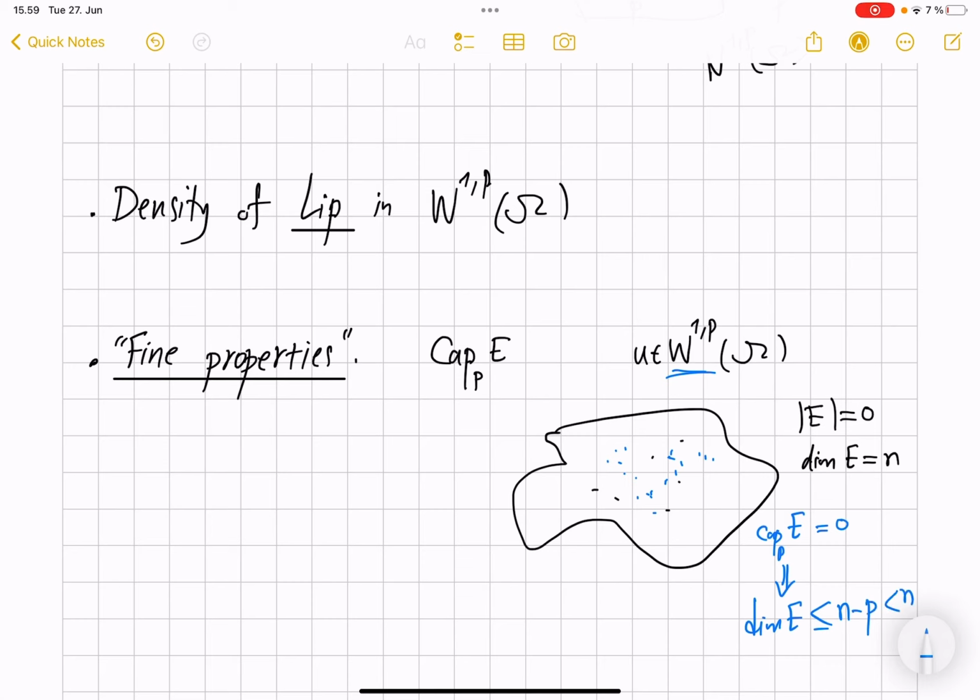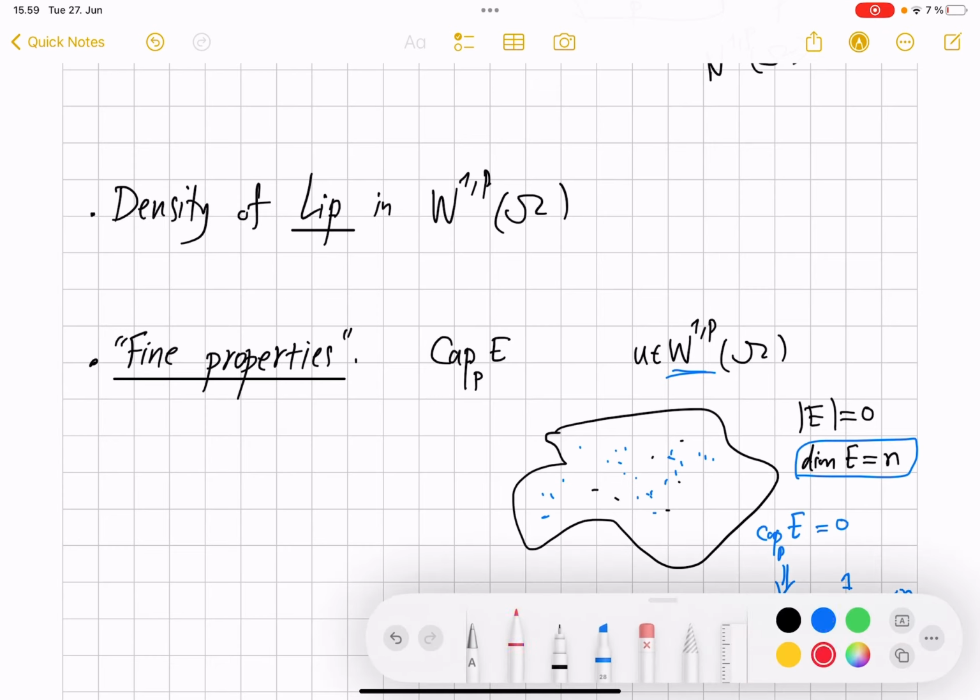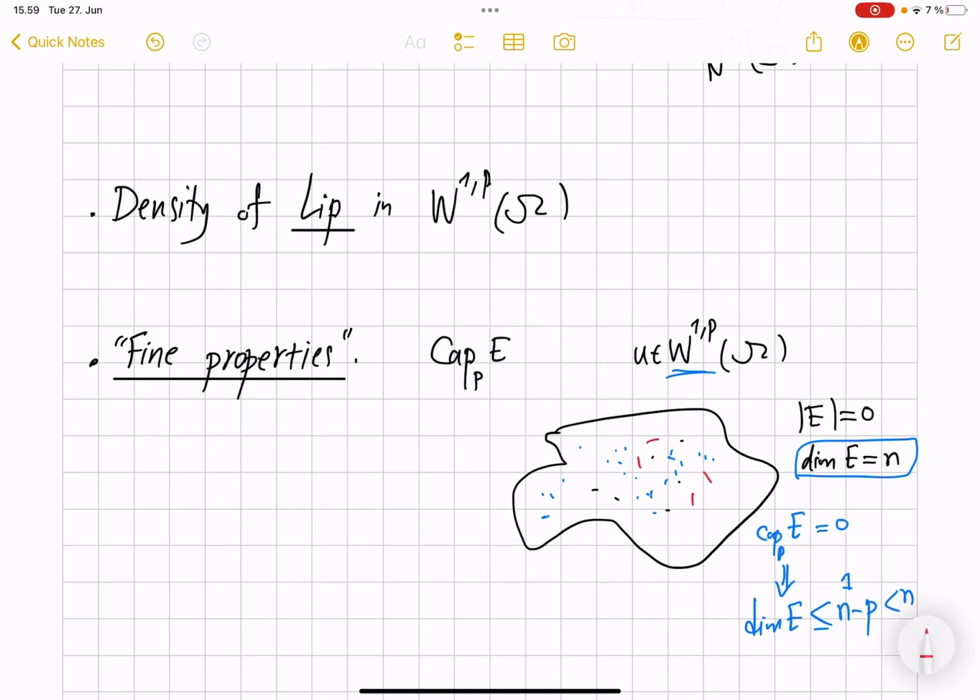For example, if p is very close to n, say n minus 1, this will be 1, which means that although you have a measurable function and it could change on a set as large as dimension n, in reality, the Sobolev function really is restricted on any set that has dimension bigger than 1. So the function is free to behave wildly only on a much smaller set, and that is what is referred to as fine properties.